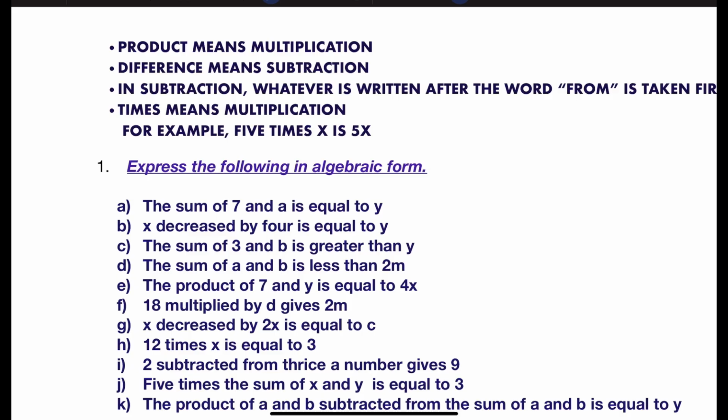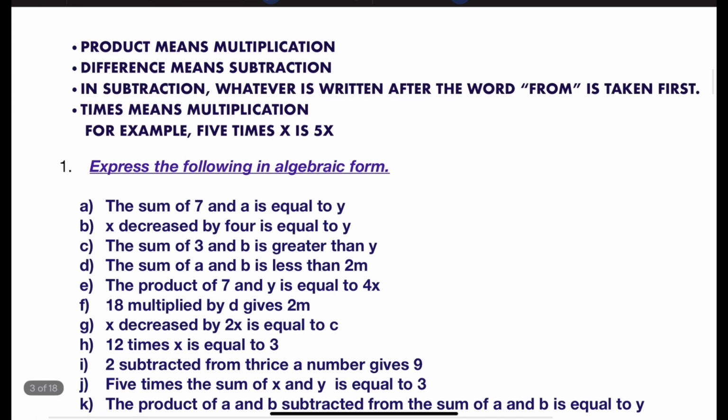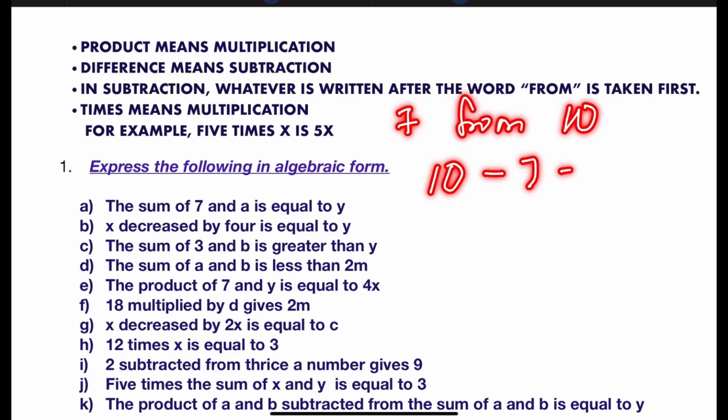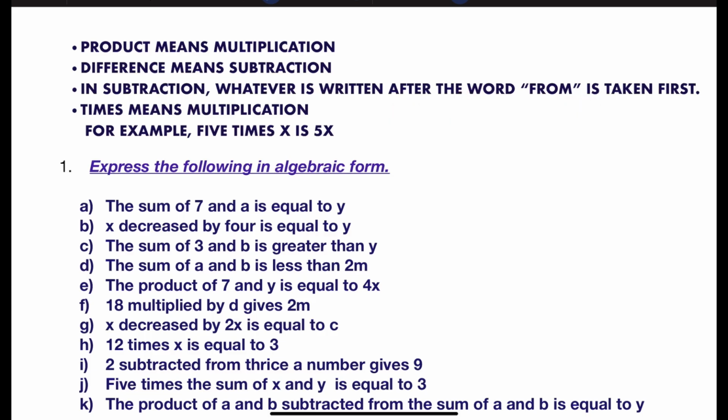In subtraction, whenever a subtraction sum comes, whatever is written after the word from is taken first. What does it mean? Let us say an example. Subtract 7 from 10. So first 10 minus 7, which is 3. This is how you're supposed to frame it. Remember this even when we are doing the more advanced sums ahead.